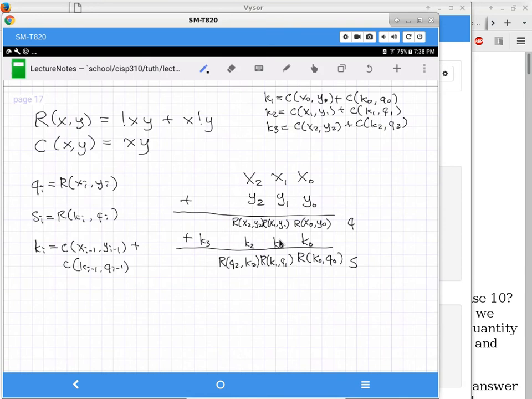And if you translate all of this into logic gates, you now have an adder, right? And there are such things as exclusive OR gates in Logisim. So that means R can be done with a single gate. C can be done with a single gate. So now we have a full adder.